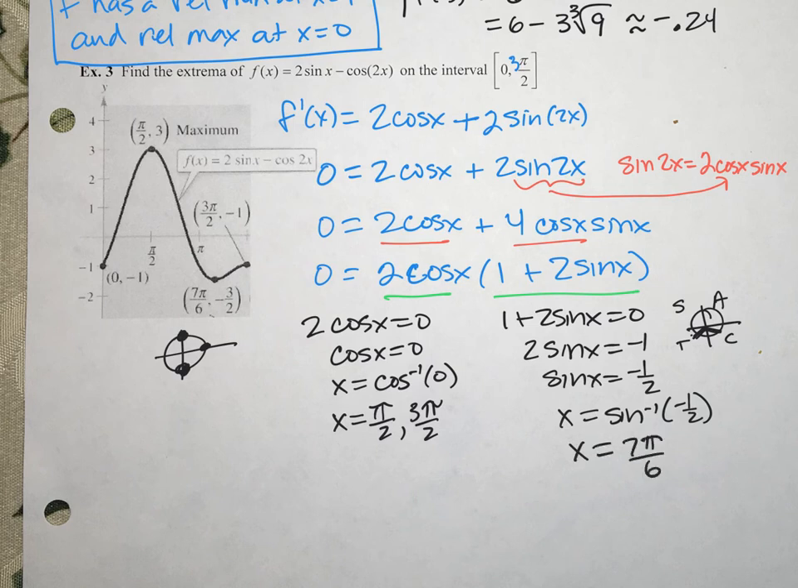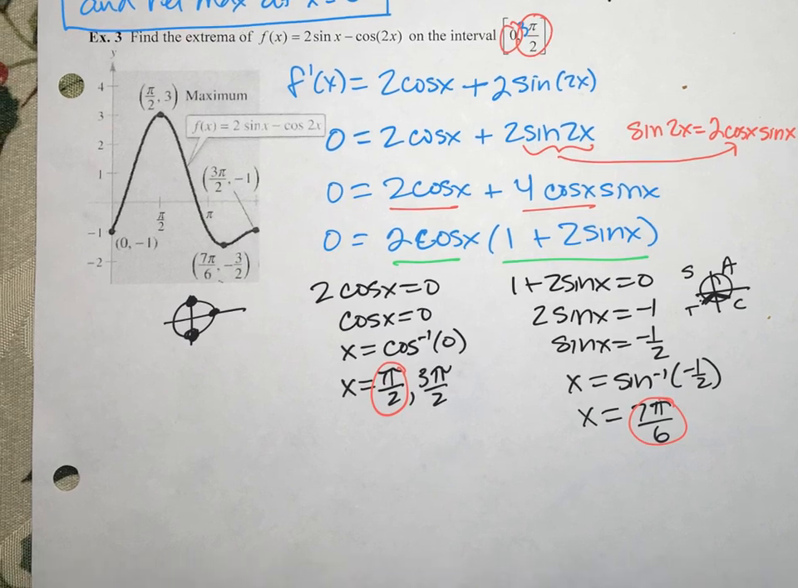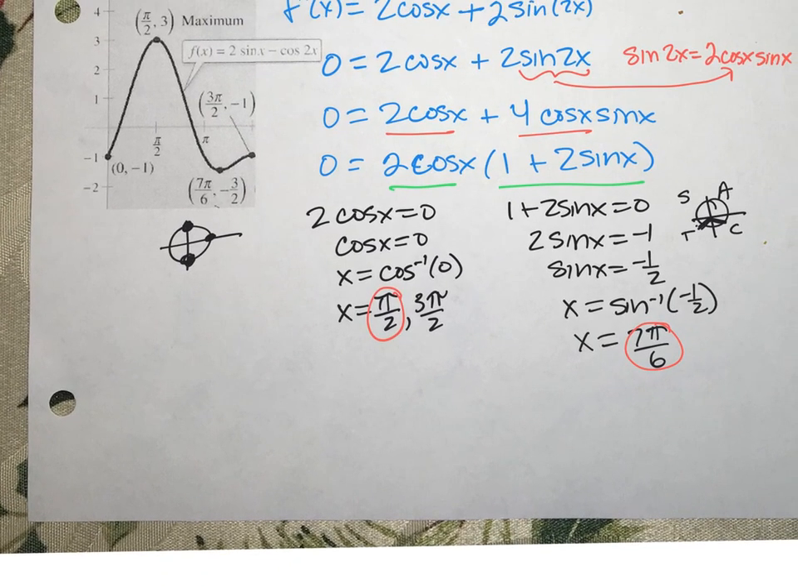Okay, so now we have all of our candidates. We have the endpoints, 0 and 3 pi over 2. And then we have our critical numbers, pi halves. Well, 3 pi over 2, we're not going to repeat that. And then 7 pi over 6. Okay, so let's make a candidates test chart. So I'm going to have a column for x's and a column for f of x.